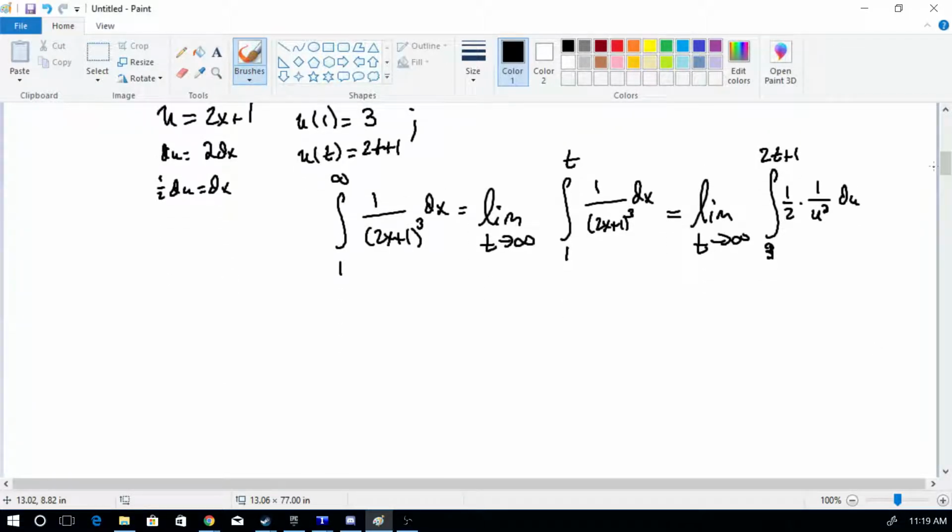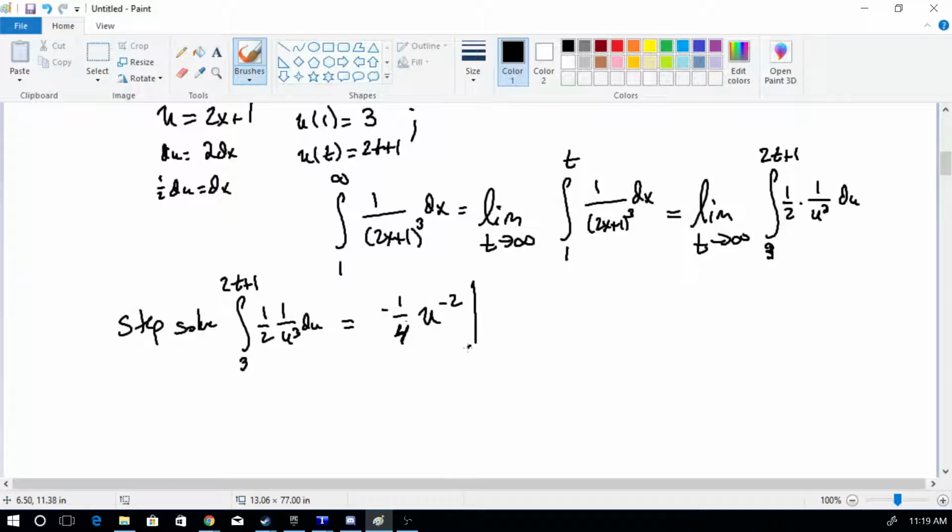And just like we did in the last problem, we're going to do step 1. We're just going to solve the definite integral. So this is going to equal -1/4 u to the negative... I said it and didn't write it. So this will equal -1/4 u to the -2 from 3 to 2t plus 1.